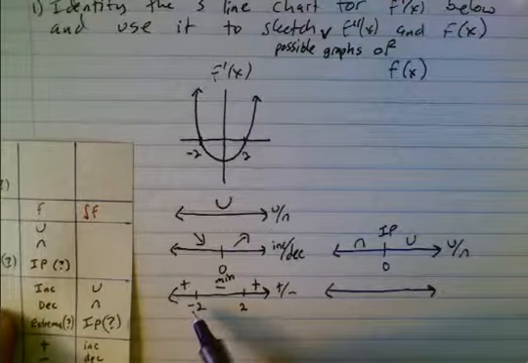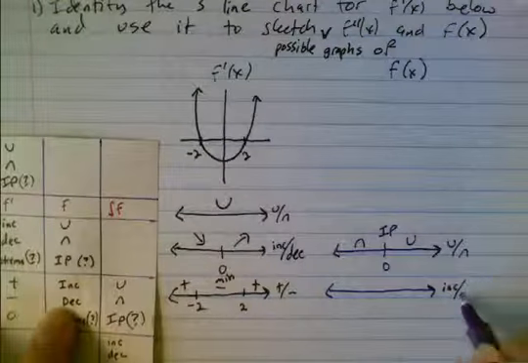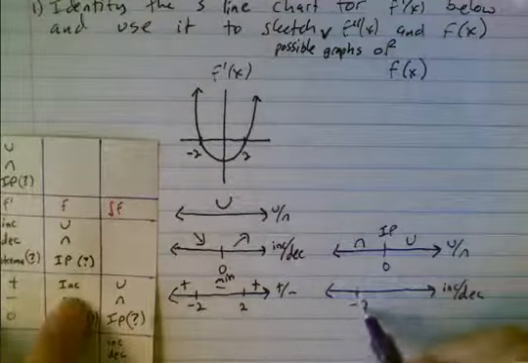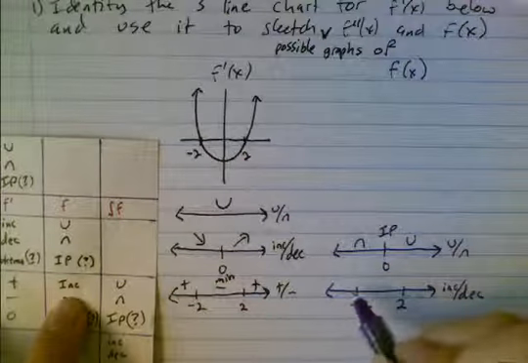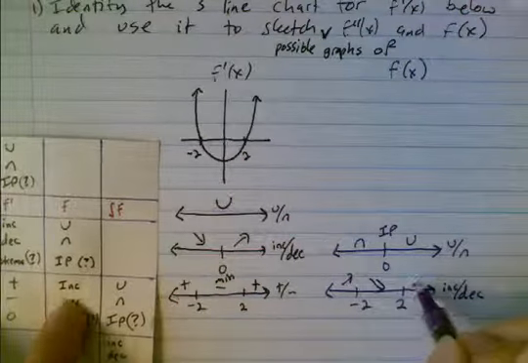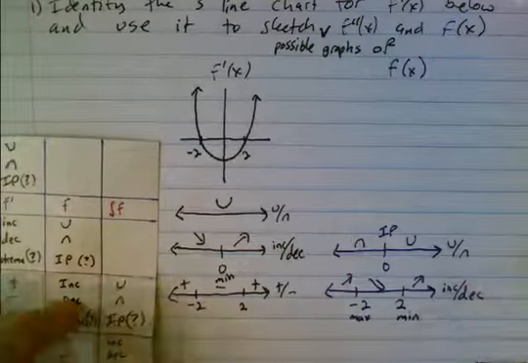Positive, negative, and f prime translates into increasing, decreasing in f. So positive translates to increasing, negative to decreasing, positive to increasing. So we've got a maximum and a minimum right there.